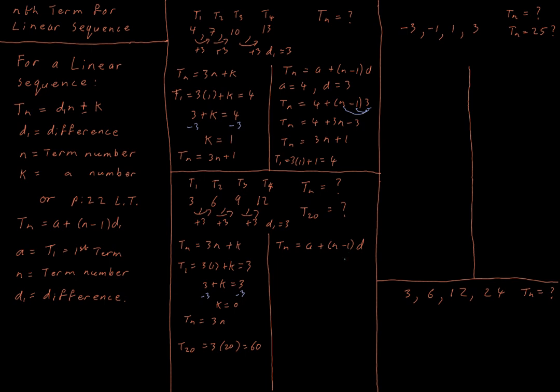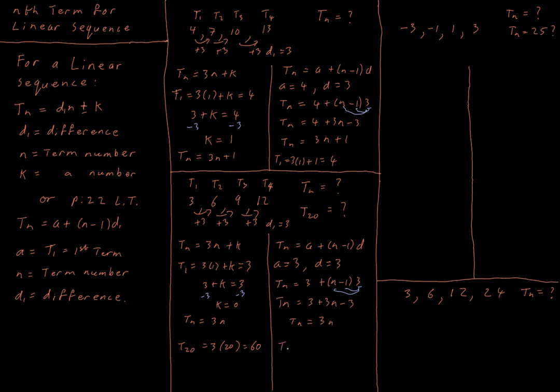So we have our pattern here, and we are going to say a, our first term, is 3, and d is also 3. So Tn is equal to 3 plus (n minus 1) times 3. Multiply the number outside the bracket by each thing inside the bracket. We have Tn is equal to 3 plus 3n minus 3. Tn is equal to 3n.